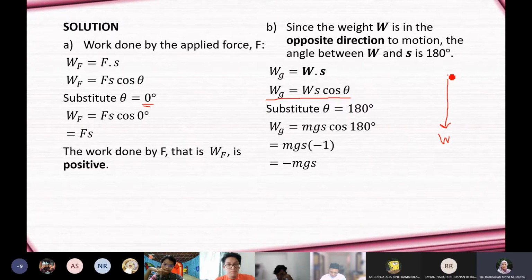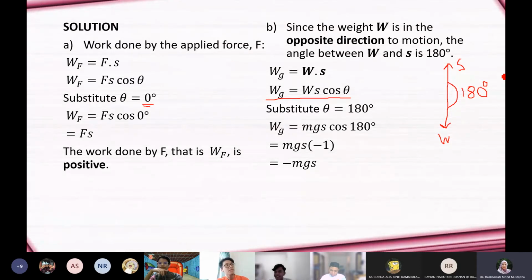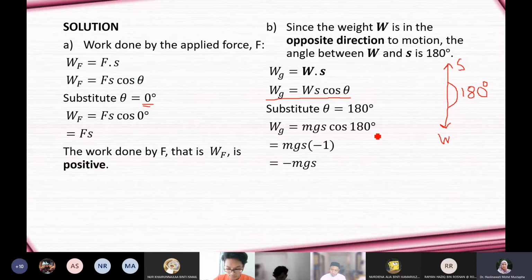S adalah ke atas. So what is the angle here? 180. Yes, correct. So dia adalah sudut 180. Okay, so you just substitute theta tu dengan 180 and then kita tahu W is equal to mg. So you gantilah W adalah mg, so dia akan jadi mgs cos 180.